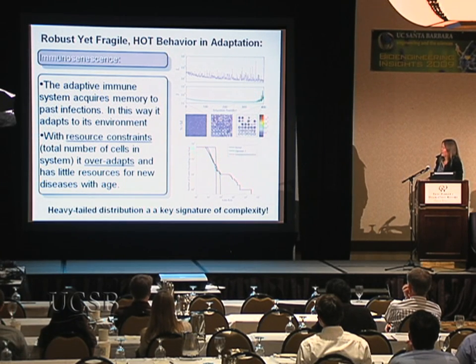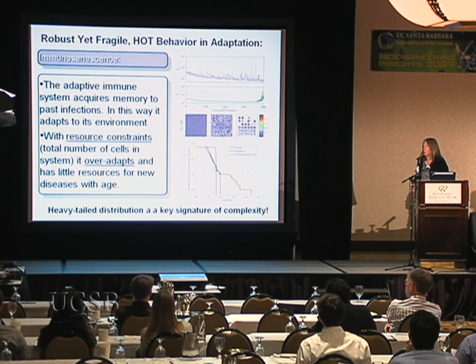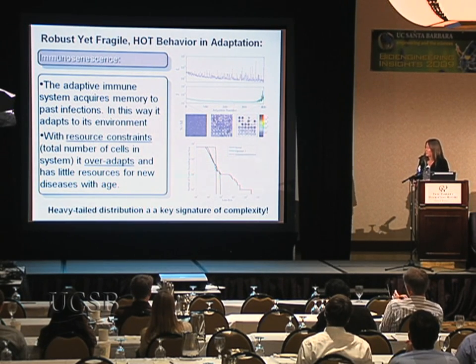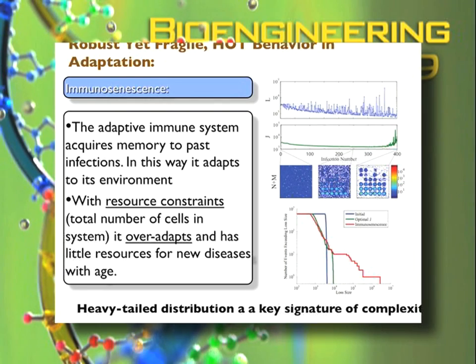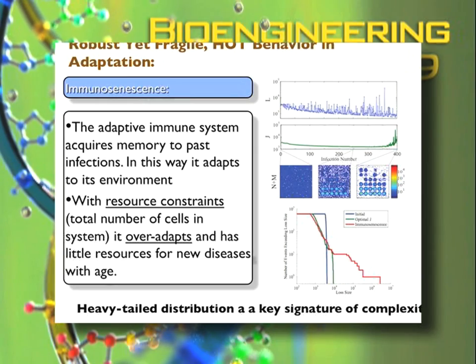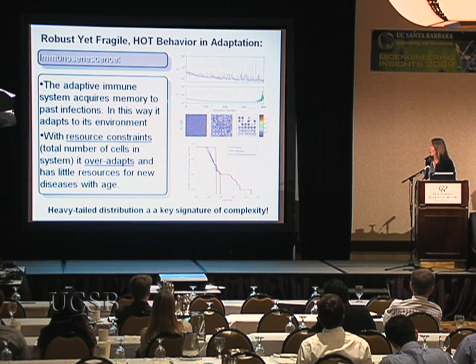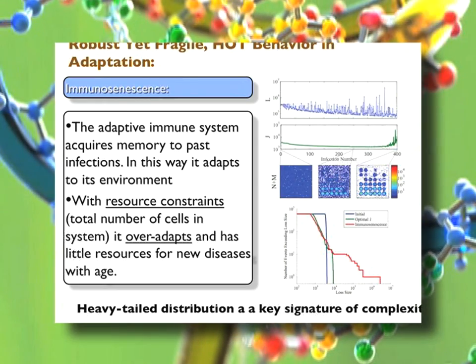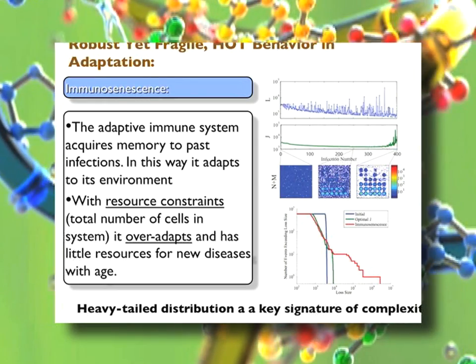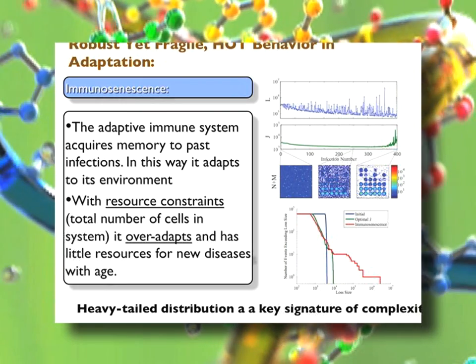When you run the simulation all the way out to the end, you find that you've developed a very heavy-tailed distribution where you've left yourself some holes. And this is the signature of over-adapting to the resources for the common diseases at the expense of those rare events. And this is something that's observed. It's called immunosenescence, a tendency to over-adapt with age, which leaves very little resources for new diseases. So this is the kind of thing that's seen with SARS and things like that, certain kinds of diseases that affect the aging population more. So this is just, again, a natural consequence of adaptation in the immune system.